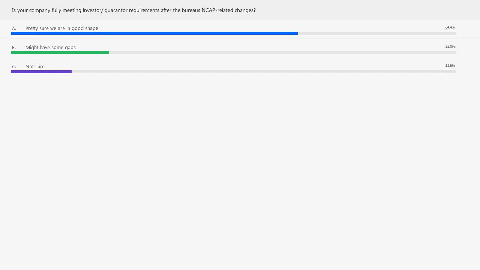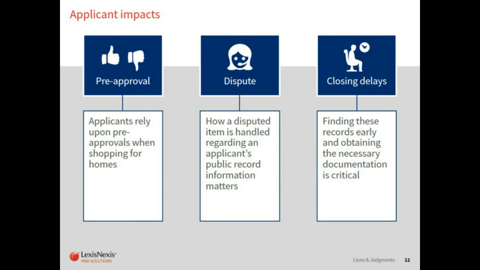So thank you, Mary. At this point, let's go on to talk about the impacts to the applicants, to the consumers, as a result of the loss of this data. While most of the media coverage on this talked about consumers potentially having a better shot at getting a loan because of the potential boost to their credit score, what hasn't been discussed are some of the resulting impacts to the consumer's experience with lenders beyond getting the loan.